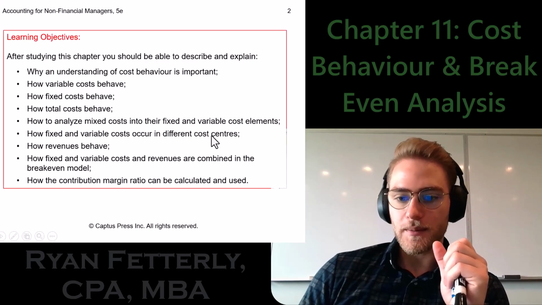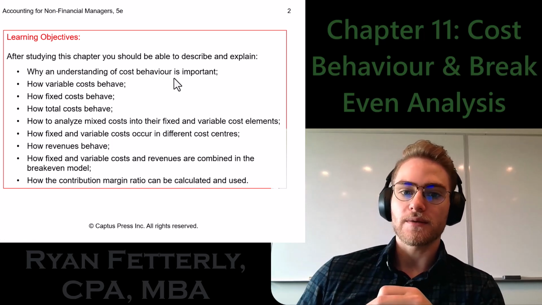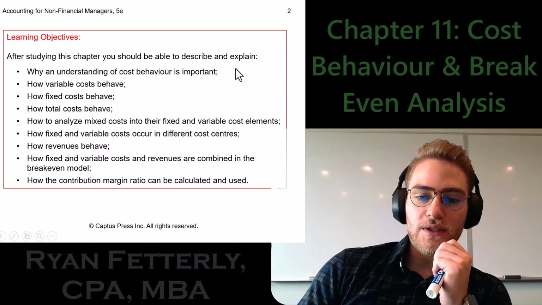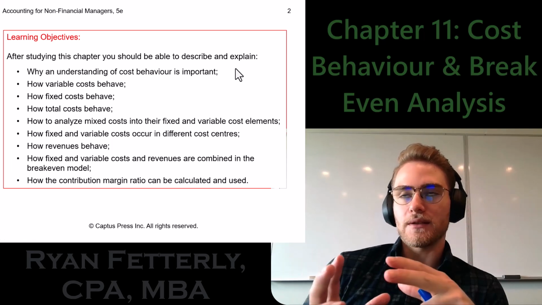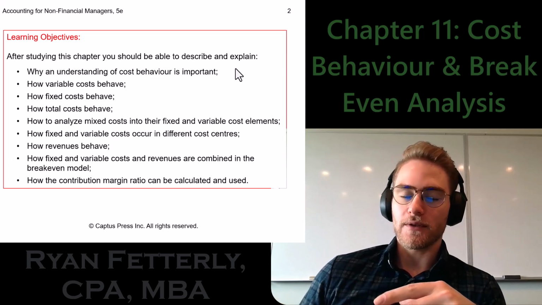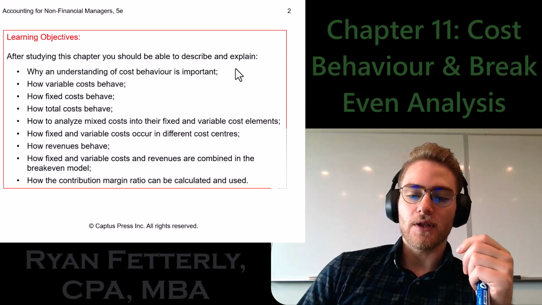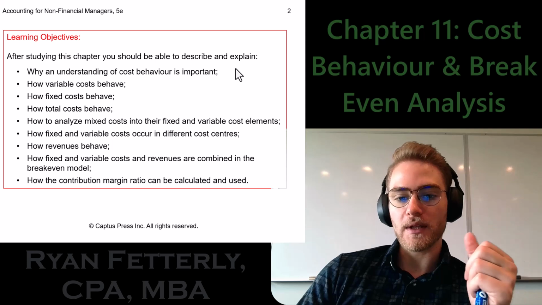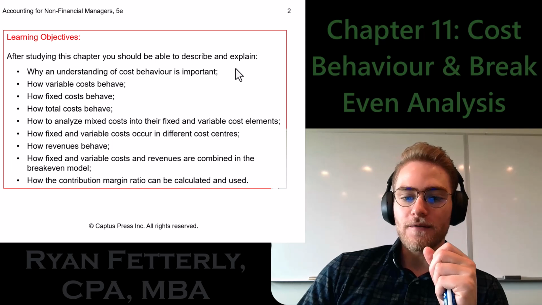So from the beginning, a couple things that we are going to cover. Basically, your learning objectives and what you should understand by the time we get to the end of this lecture. You should be able to explain why an understanding of cost behavior is important, and why you should understand how costs behave when doing various forms of analyses: how variable costs behave, how fixed costs behave, and putting that together, total cost behavior as well, usually in more of a formula base. And then how to analyze mixed costs that have, say, variable and fixed components.